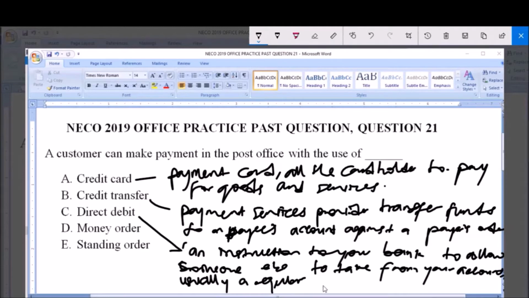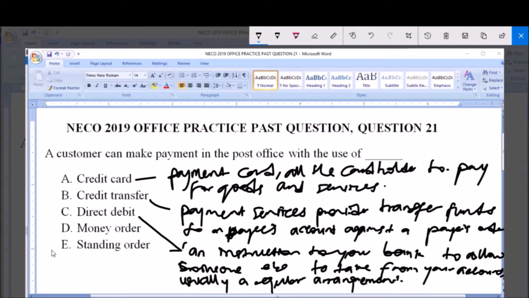Now this can be payments for utilities or bills. That is called direct debit arrangements. Payments for utilities and service companies allow for direct debit. That is, you've already made this arrangement with your bank that this person is allowed to take money from your account, maybe monthly, as payment for utilities.